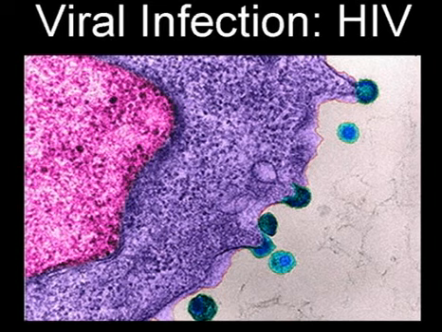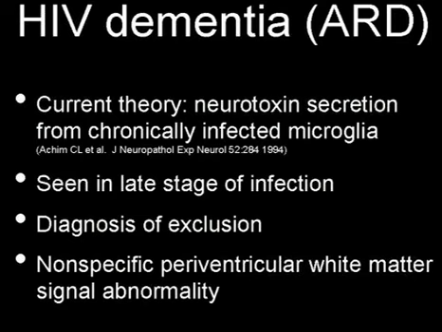Another type of viral infection that we need to remember is HIV infection. HIV dementia, or AIDS-related dementia, is an AIDS-defining illness. And the current theory of what's going on is that you've got chronically infected immune cells or microglia in the region, which are just constantly secreting neurotoxins. The dementia doesn't typically happen until the late stage of an infection and is a diagnosis of exclusion.